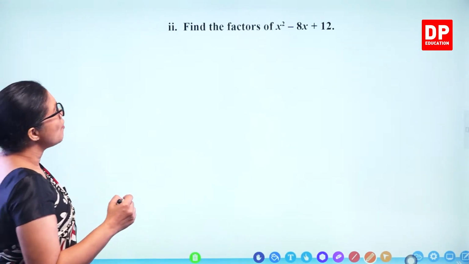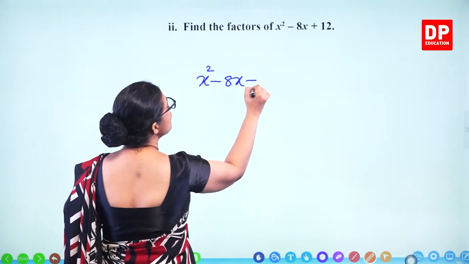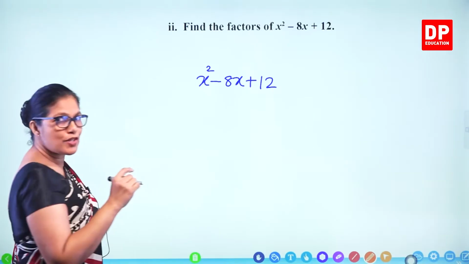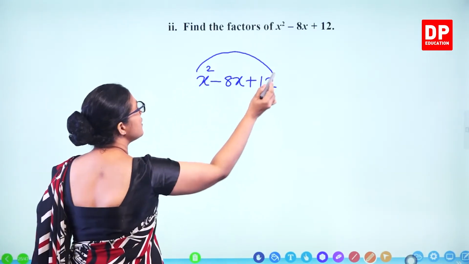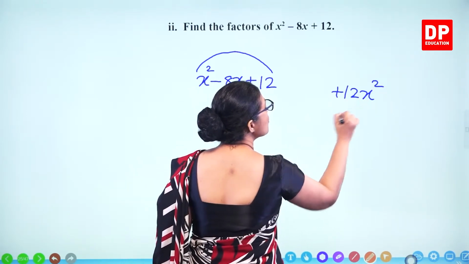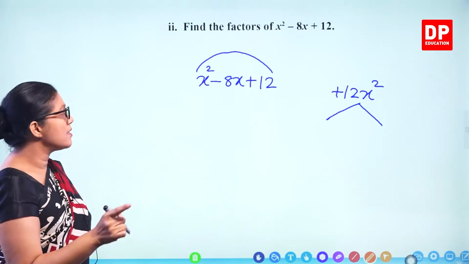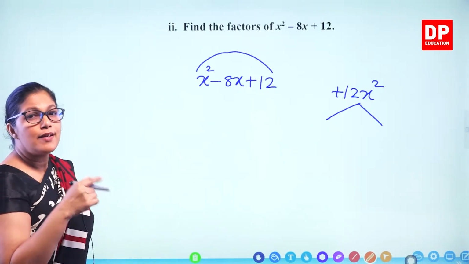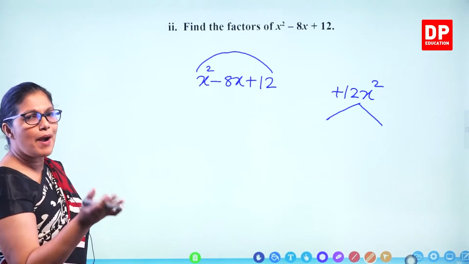Find the factors of x squared minus 8x plus 12. This is a quadratic expression. You get 2 solutions. So what you do, you multiply these 2, you get 12x squared. This is plus. So that means you have to find out the factors. When you add the factors, you are getting minus 8. So minus addition means both the factors should be minus.